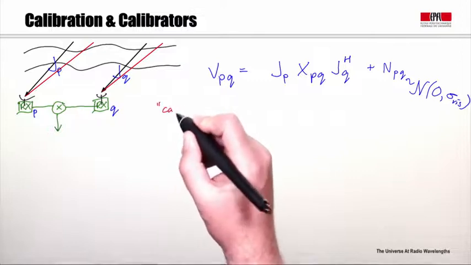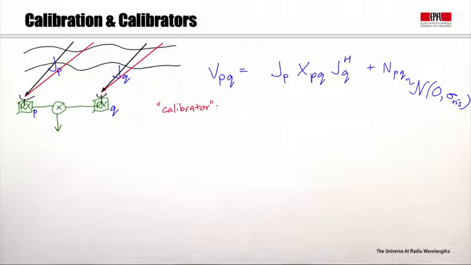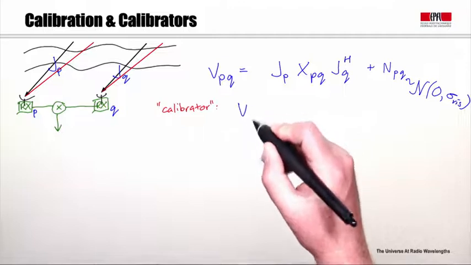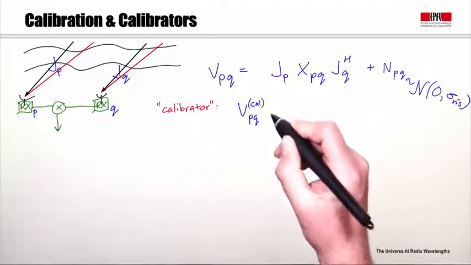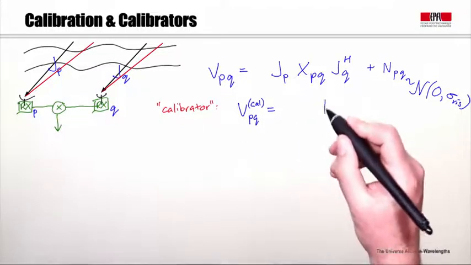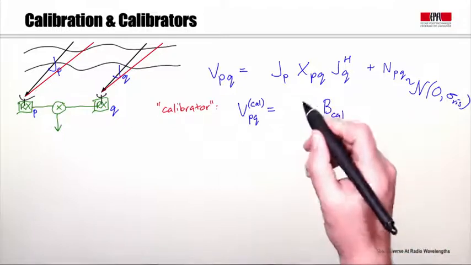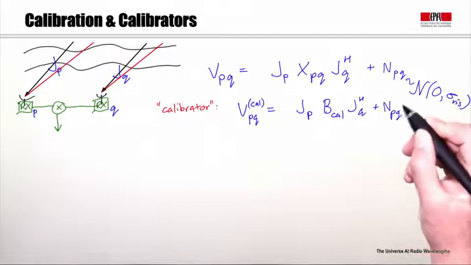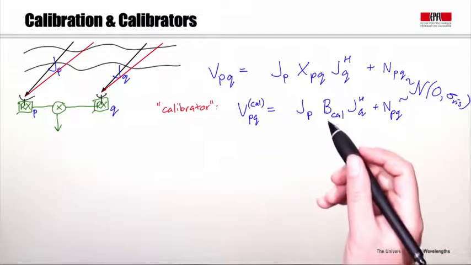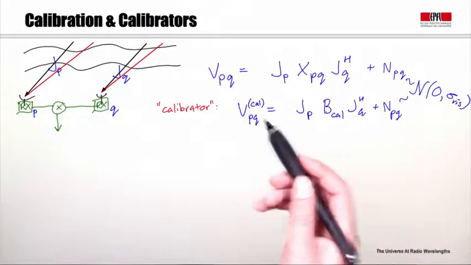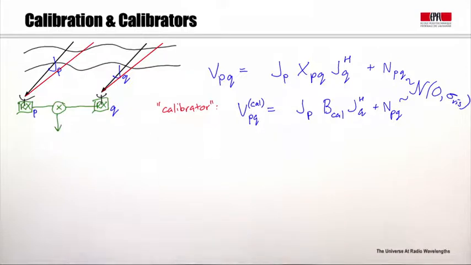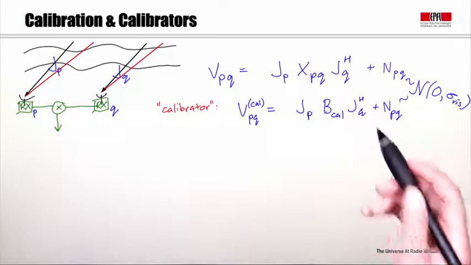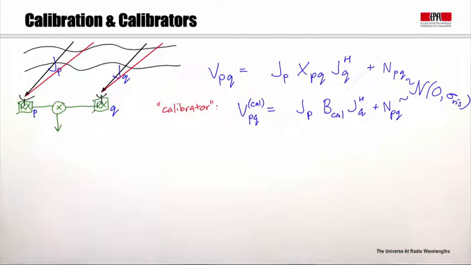Let's say we observe a point like calibrator at the phase center. We then have this kind of rhyme. VPQ of the calibrator equals Bcal, the brightness matrix of the calibrator, times JP times JQ conjugate, and plus, of course, the noise. Now, we know Bcal from previous observations, and we can measure Vcal for many different combinations of antennas, and therefore we can then solve for JP and JQ, and that gives us our graduated thermometer.